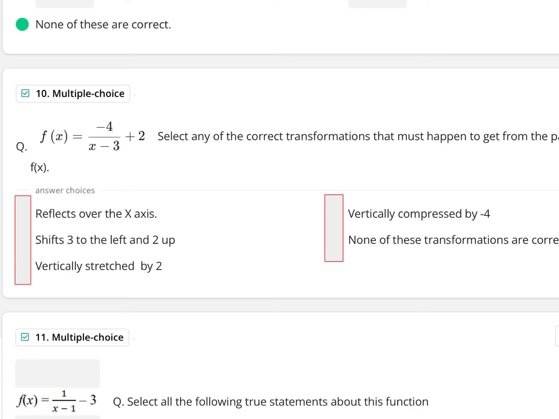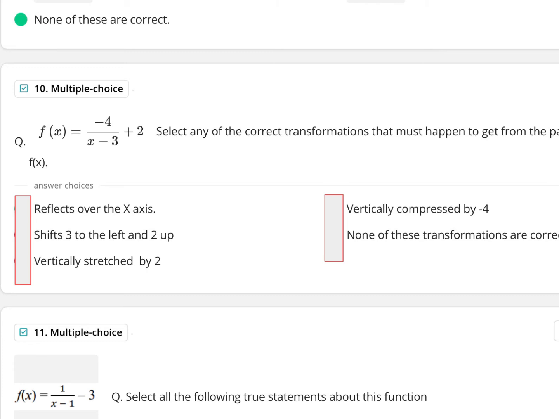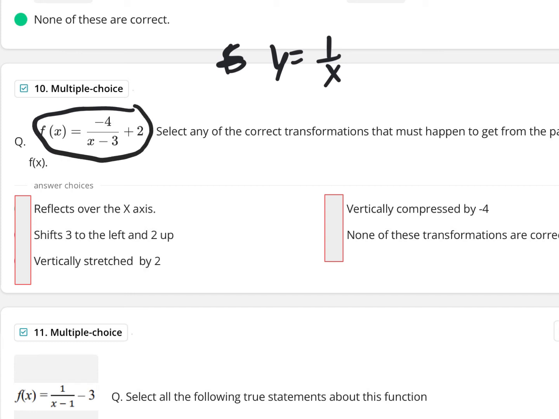So right here, we want to select all of the transformations, if there are any that are correct, from the original parent graph to this new graph f of x. The original parent graph, y equals 1 over x, to this new one, f of x equals -4 over x minus 3 plus 2. The first transformation is that it reflects over the x-axis. Isn't that right? Yeah, because of the negative sign. So the first one, you're going to select for sure.